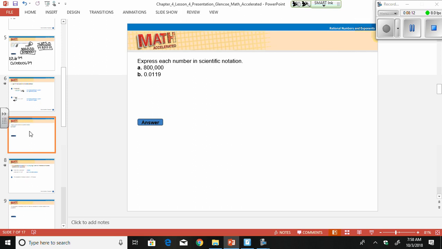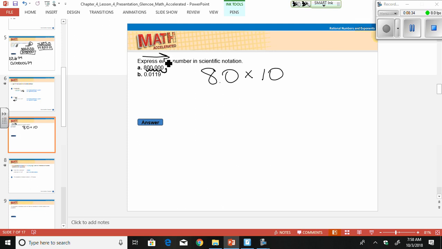Express each number in scientific notation. So I'm going to start my decimal at the end since it's not shown. I'm going to go 1, 2, 3, 4, 5 places. So 8 in my ones place, 0.0 times 10 to the, and because I would need to move to the right to put it back into that big number, to the 5th.